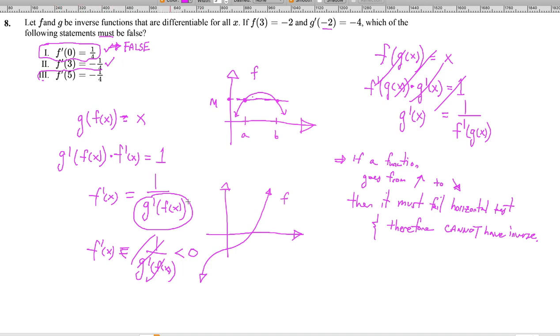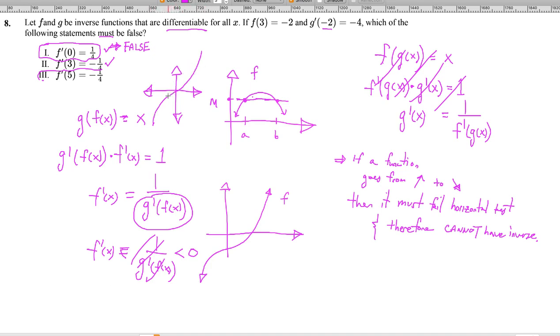So I'm going to run through the logic again. f and g are inverse functions that are differentiable for all x. If it's differentiable, then it's continuous, so these are continuous functions. Now, the only way a continuous function has an inverse is if it's always either increasing or decreasing. Otherwise, it's going to fail the horizontal line test.